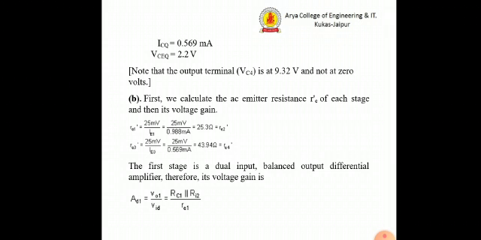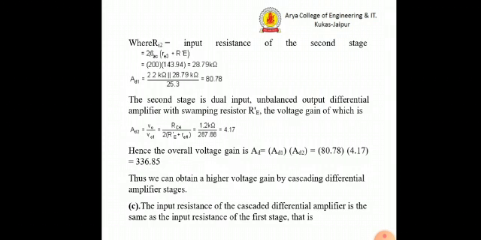Finally, for the voltage gain, we have V output of the first stage upon the difference of input applied, which is also equal to RC1 in parallel to RI2 upon RE1'. Substituting the value, we have the differential amplifier gain equal to 80.78. Here the value of RI2, as already discussed in earlier lectures, comes out to be twice beta AC into (RE3 plus RE').